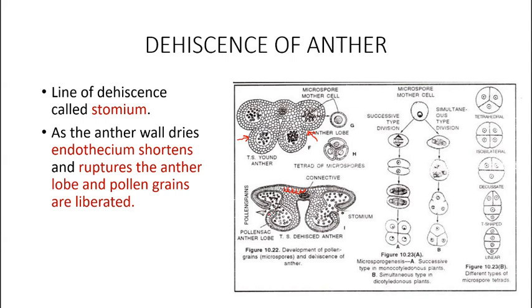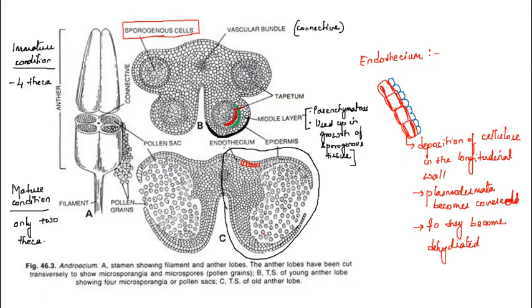You can see that when the anthers are matured, the two microsporangia become one, they join up. So when they are ruptured, the pollen grains are liberated, and this is a line of dehiscence, which is known as stomium. So look at this picture. In summary, what we have studied, three layers. The three layers are what?